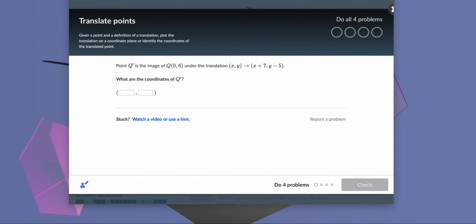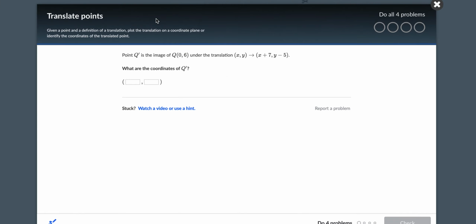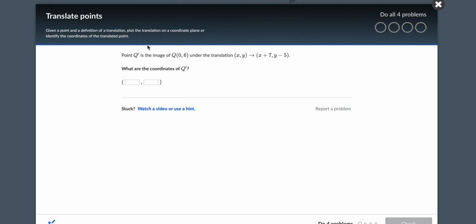Hi, so this is how to translate points, which is one of the main transformations. Basically, translating points is just the same thing as moving the points onto different squares on the graph. First we're going to do some examples where it's just changing the actual numbers, and then we'll get into some more visual examples.